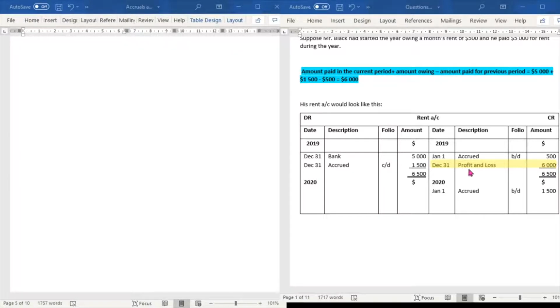Okay, so the only other thing left for you to do is to balance the account, and you're going to end up with an accrued carried down on the debit side. That is going to make it a credit balance because it is going to be brought down on the credit side in the next period. Okay, so remember the amount paid in the current period plus the amount owing minus the amount paid for a previous period is the amount that will be transferred to your profit and loss account.